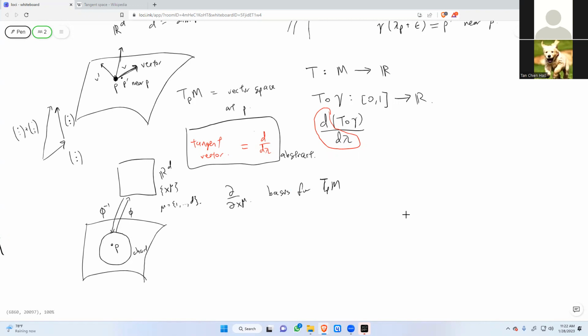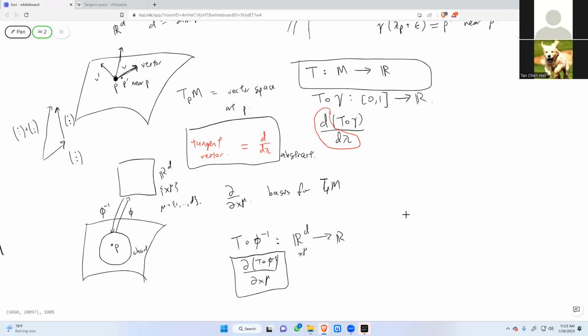So we have our function T over here. When we compose phi inverse with T, this gives us a mapping from R^d to R. And once again, real numbers are convenient because we can do multivariate calculus with them. We can take the partial derivative of that with respect to the input. So this is well defined now.